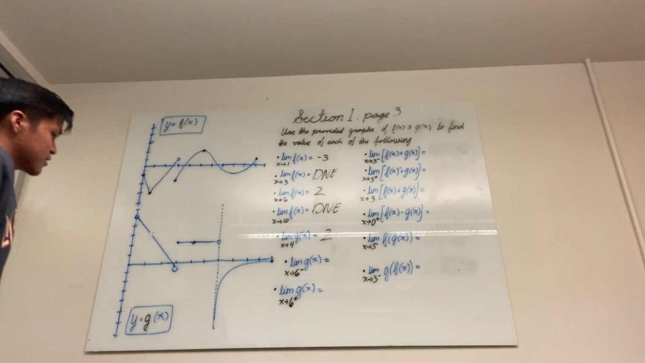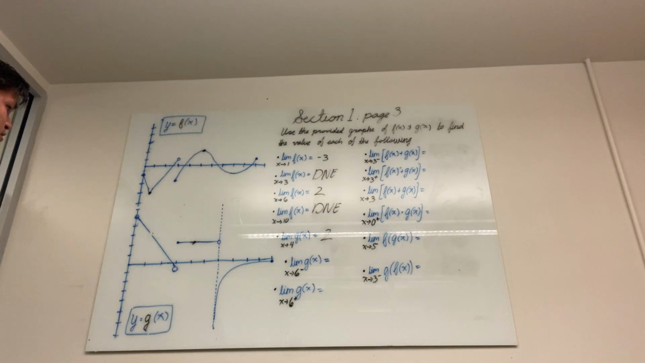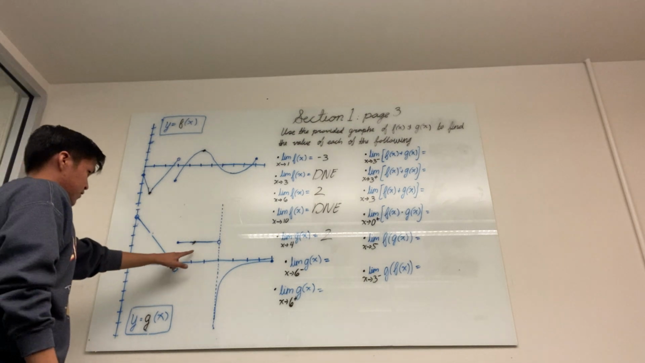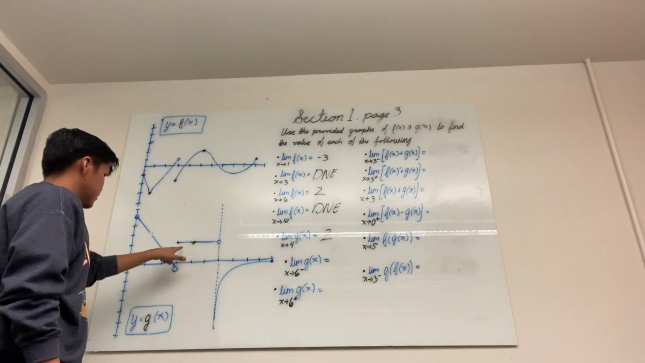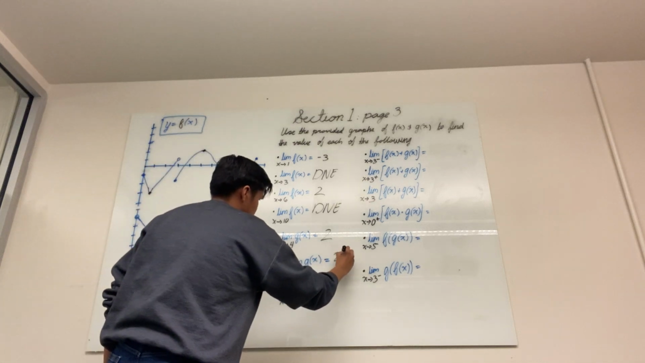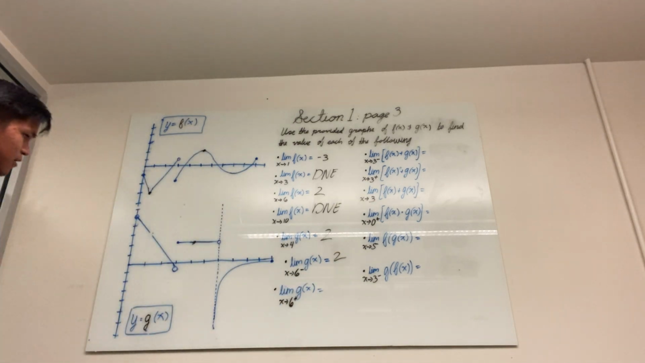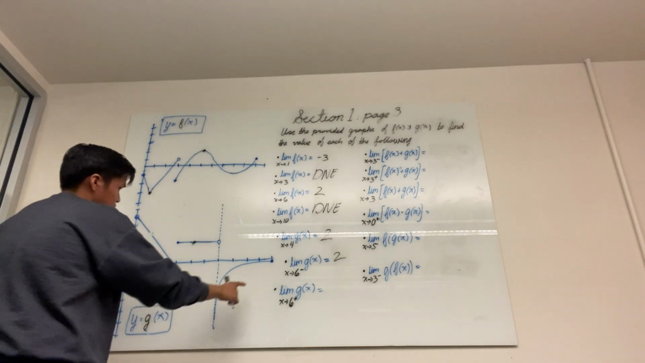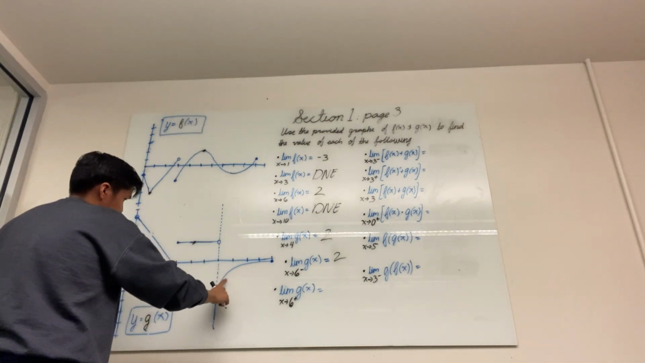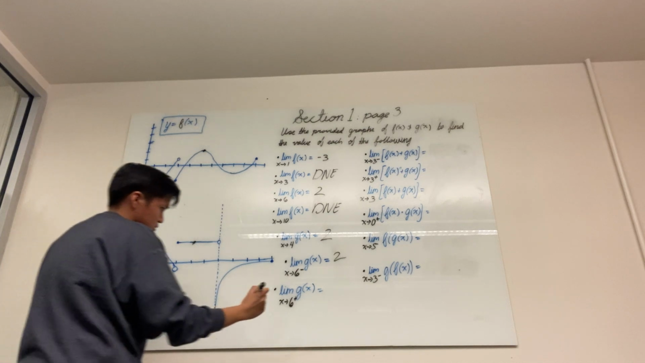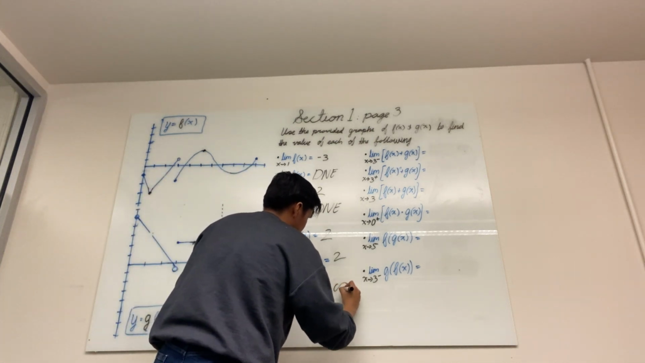Our next limit is the limit of g(x) as x approaches 6 from the negative side. Looking from the negative side, 6 is 2 again, so our limit is 2. Our limit of g(x) as x approaches 6 from the positive side: we look on the graph, as x approaches 6 from the positive side, it goes on to negative infinity, so our limit is negative infinity.